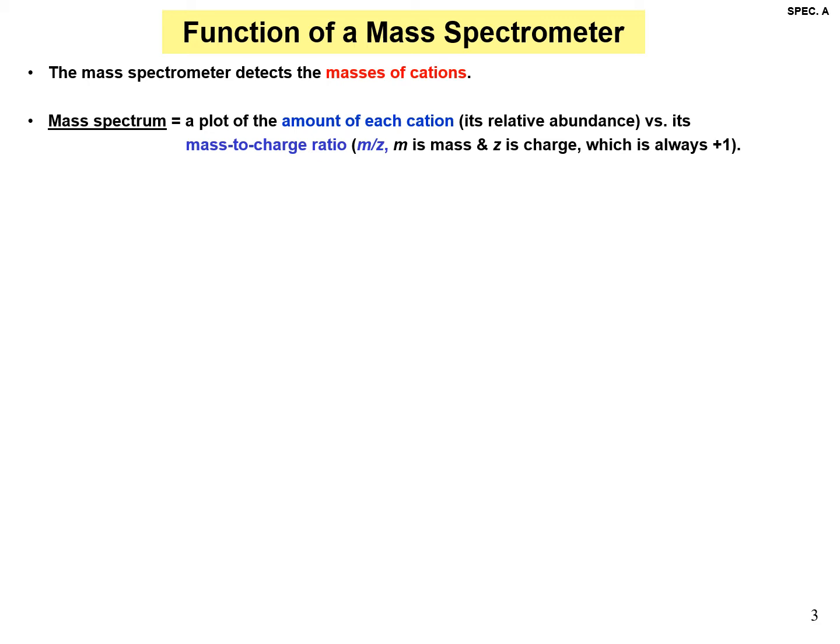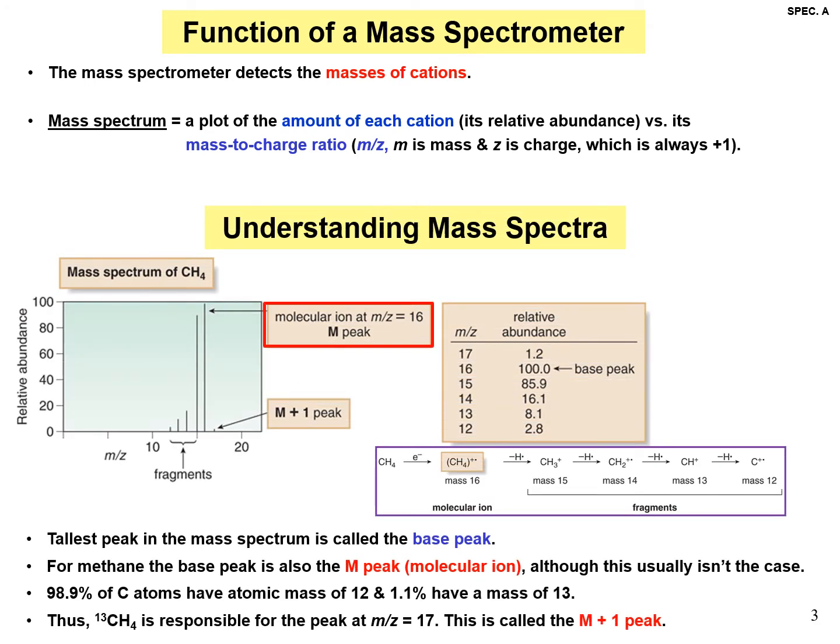And the mass spectrum itself is a plot of the amount of each cation present, that is its relative abundance, versus its mass to charge ratio, its charge, which is always going to be +1. An example of a mass spectrum is shown here for methane. The tallest peak in any mass spectrum is called the base peak, and for methane it happens to also be the M peak, the molecular ion, which isn't always going to be the case.